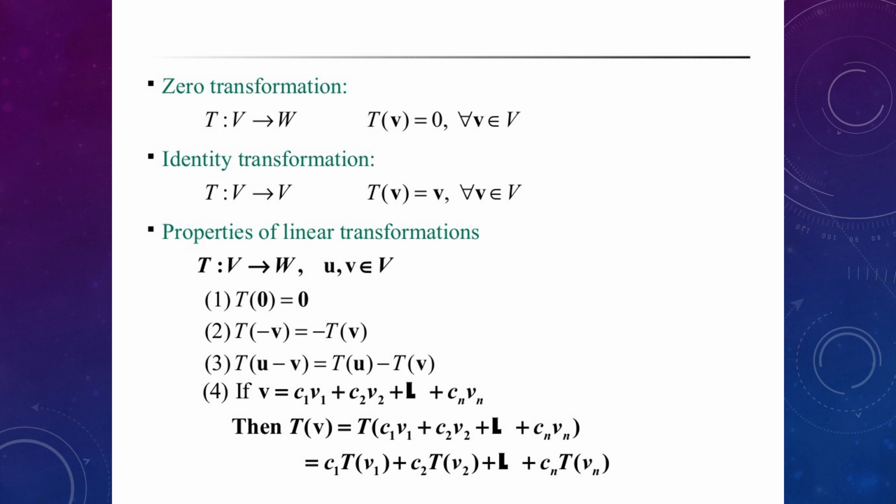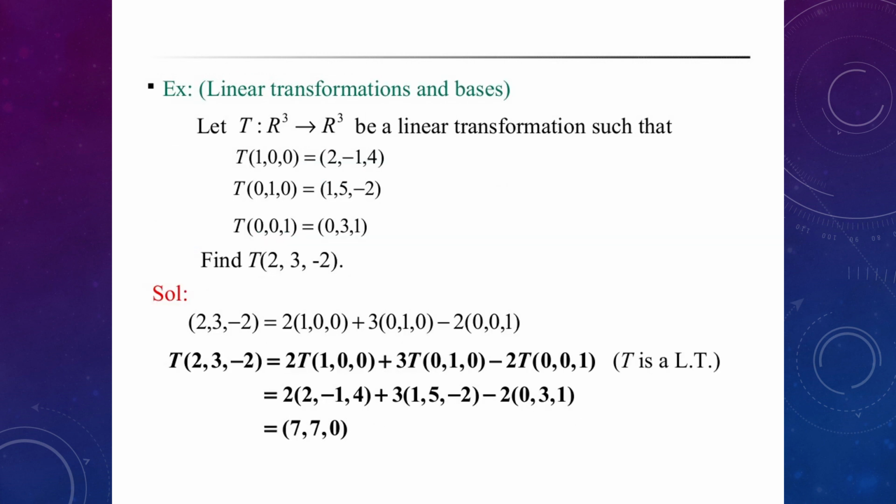Properties of linear transformations: T(0) equals 0. T(minus v) equals minus T(v). T(u minus v) equals T(u) minus T(v). If v equals c1 v1 plus c2 v2 plus and so on plus cn vn, then T(v) equals T(c1 v1 plus c2 v2 plus and so on plus cn vn), which equals c1 T(v1) plus c2 T(v2) plus and so on plus cn T(vn).